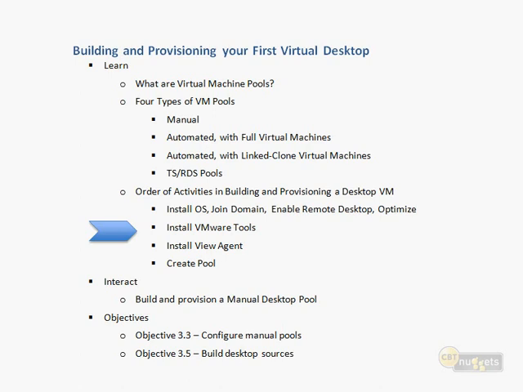These optimization activities are there with 2 goals in mind. Number 1 is performance. Number 2 is storage. We want to reduce the surface area of the machine, eliminating all the unnecessary processes and services and stuff that don't really make sense in a virtual desktop environment.